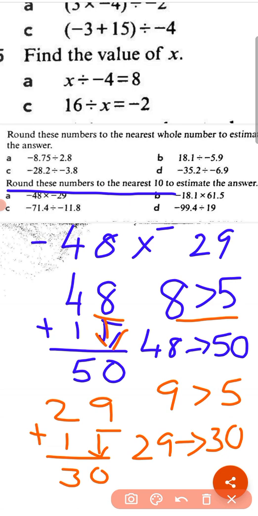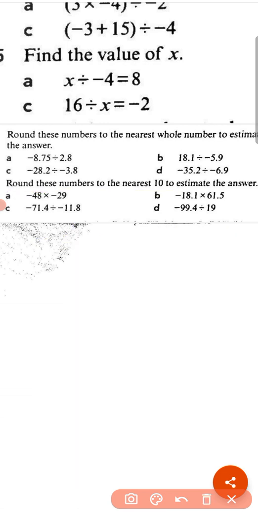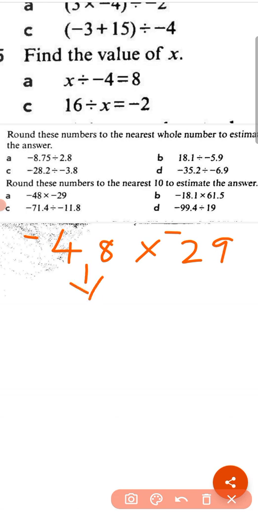Here the ones place is 9 which is greater than 5. So add 1 to the digit in the tens place. Tens place is 2. 2 plus 1 is 3 and replace the ones place by 0. So our new number is 30. Okay. Now let us do the calculation. Negative 48 into negative 29 is our question. 48 becomes 50 and 29 becomes 30. When we round to the nearest 10, these are our new numbers. Now put the sign: negative 50 and negative 30.